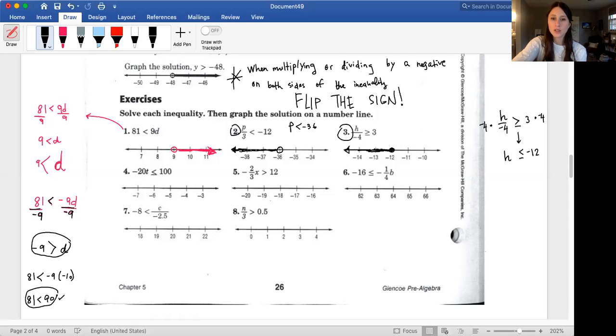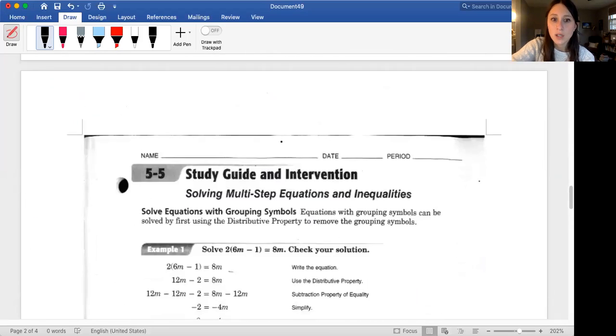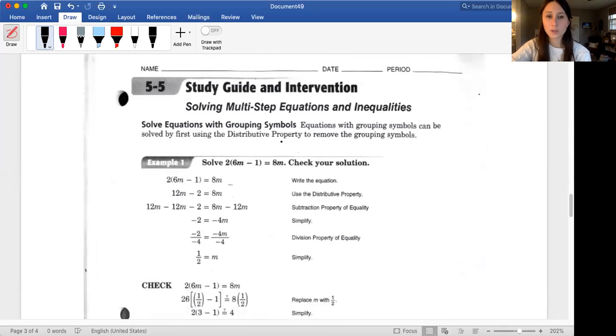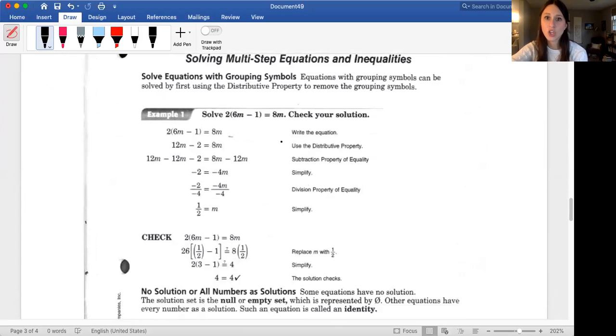And we did a lot of these other ones in class together. If you have questions, just let me know, but we are going to move on and take a look at lesson 5.5. Okay, so here we go, lesson 5.5. Now we're going back to just solving regular equations without an inequality, but this time we're solving multi-step equations.